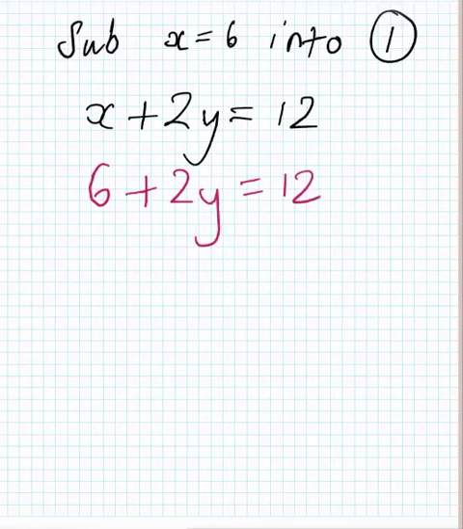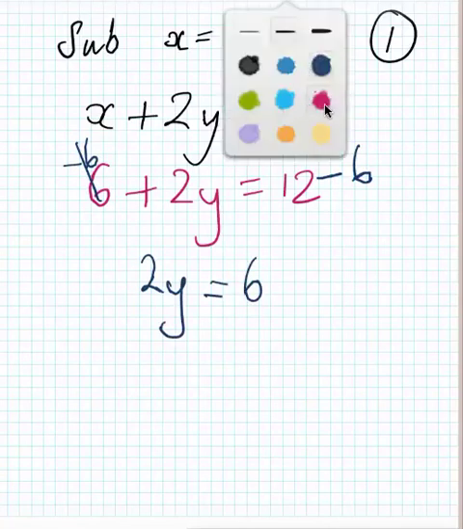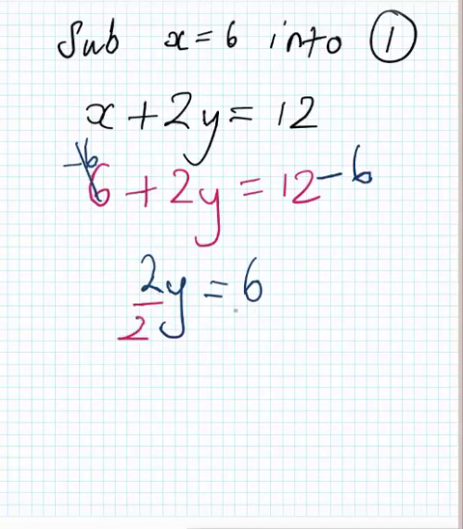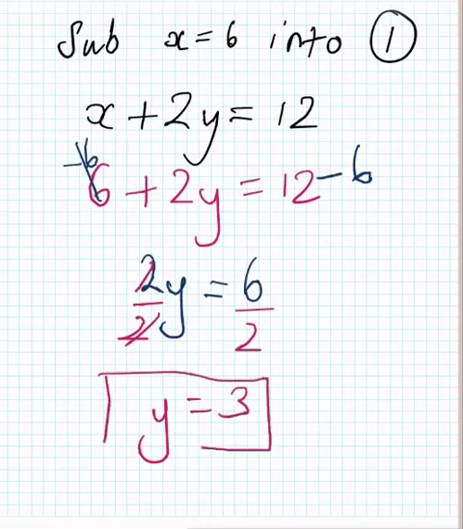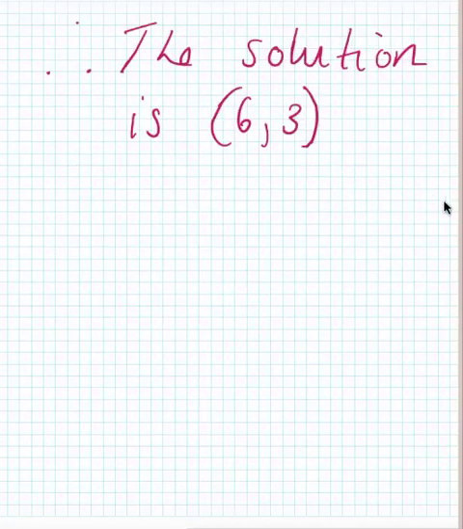So our next step is, well, get rid of this 6 first. It's a positive 6, so take away 6 there. Take away 6 there. We have 2y equals 12 take away 6 is 6. And final step, divide by 2, y will be equal to 3. And I have found my y value for that point. And now our final step is to write our solution in point form. So therefore, the solution is when x is positive 6 and y is positive 3.